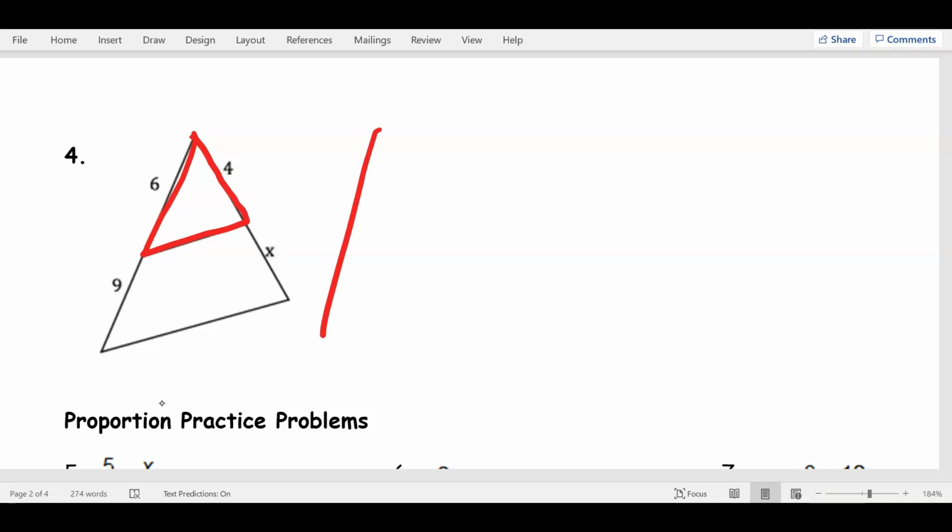What is the left side of the big triangle? What is this whole length right here? I take these two numbers, add them up. 9 plus 6, 15, right? Let's write that down. And then on the right-hand side, what do I do with 4 and x? Just like last time, add them up. 4 plus x is, parentheses, 4 plus x. And now you can connect your corresponding sides. 6 goes to 15. 4 goes to 4 plus x.